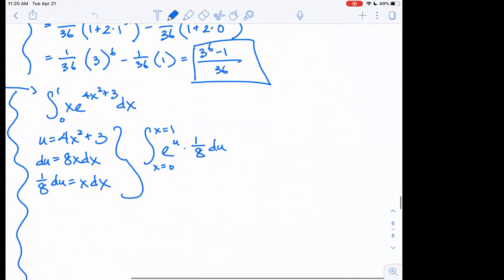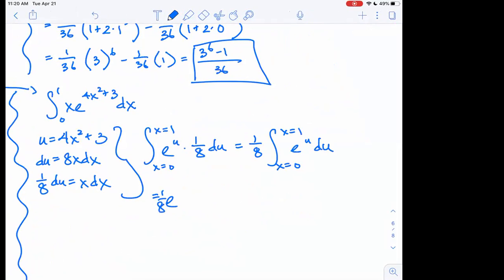Okay, equals 1/8 the integral of x equals 0 to x equals 1 of e to the u du. And the integral of e to the u is just e to the u, but we don't want to forget that 1/8. And then we put the bar x equals 1, x equals 0.